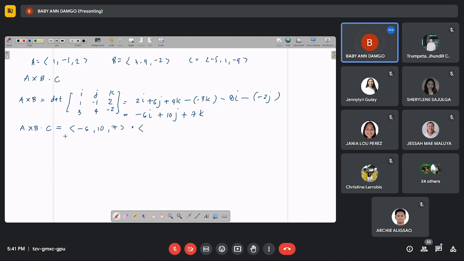Dot, the C is negative 5, 1, negative 4. By the definition of the dot product, this is minus 6 times negative 5 plus 10 times 1 plus 7 times negative 4. So we have 30 plus 10 minus 28. So, there's something wrong.